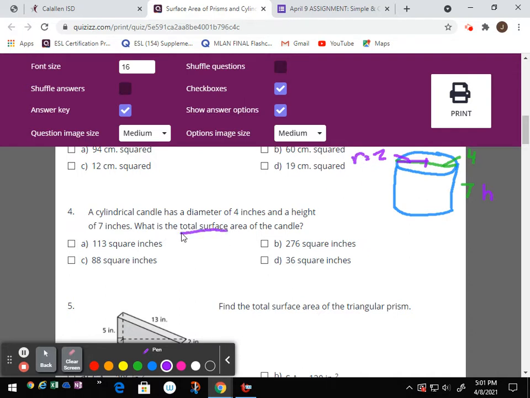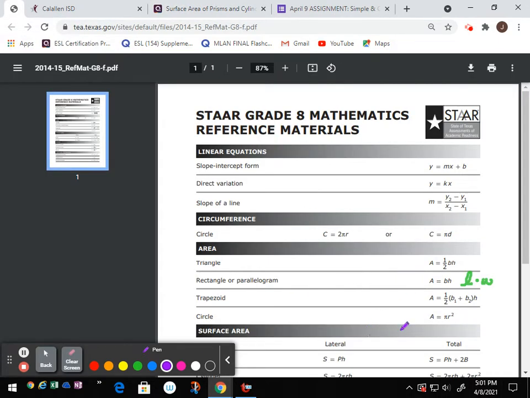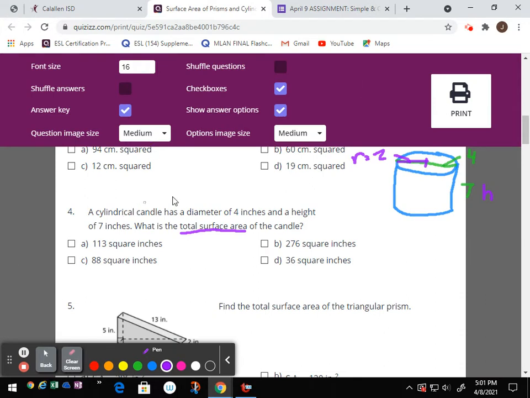Okay, total surface area formula for a cylinder. When we look at our formula chart, total surface area for a cylinder, okay? On the formula chart, it says S is equal to 2 times pi times radius times the height plus 2 times pi radius squared, okay? So we need to know our radius and we need to know our height, okay? And when we drew out this picture, we went ahead and found our radius and our height, okay? So all we have to do now is plug those in.